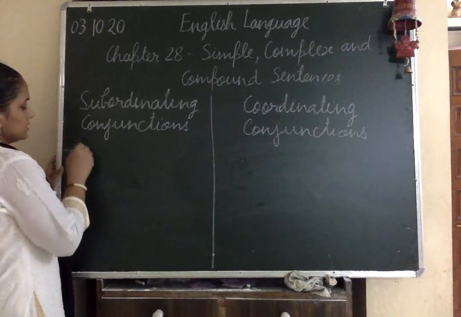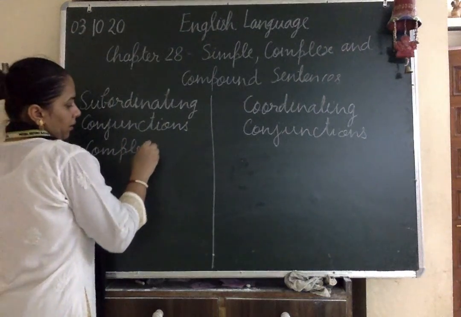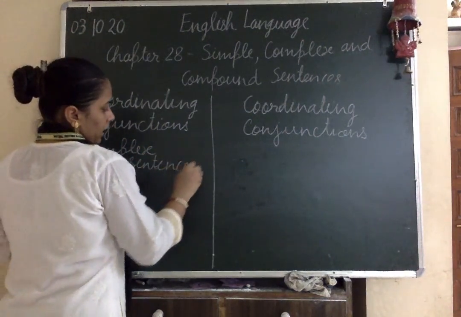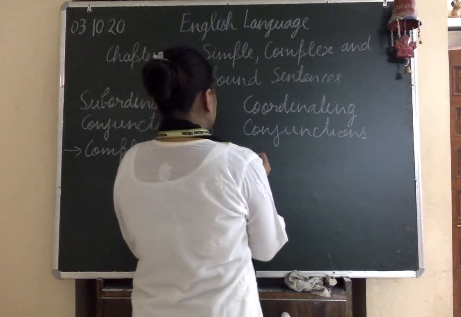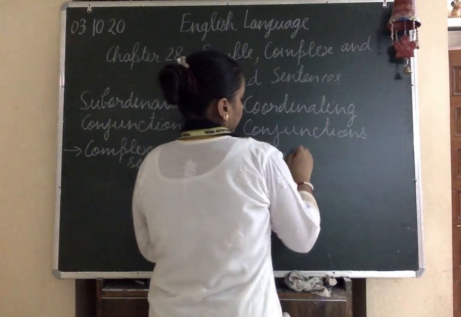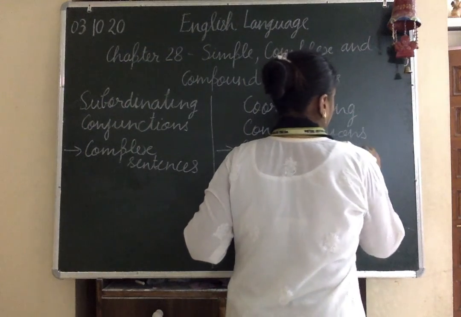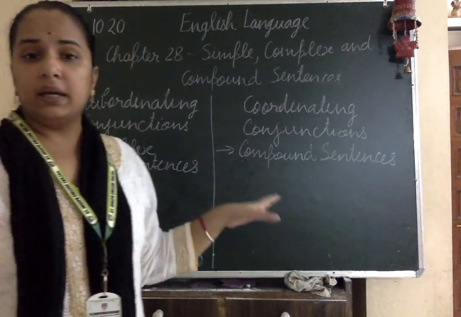Subordinating conjunctions are used in the complex sentences, whereas the coordinating conjunctions are used in the compound sentences. Now, what are the subordinating conjunctions?